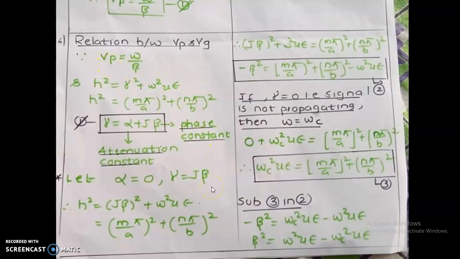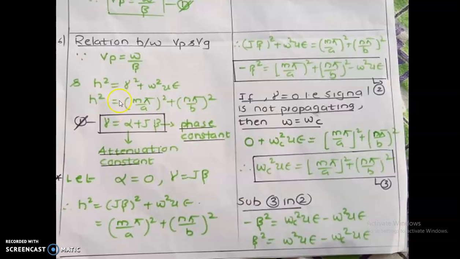For that, from the previous knowledge, we know that h square is equal to gamma square plus omega square mu epsilon. Also we know that h square is equal to a square plus b square. So we can equate them, and once we equate, we can solve for the relation between group velocity and phase velocity.